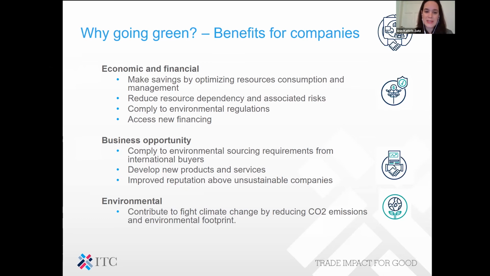Then when we look at the business opportunity side, when implementing resource efficiency and circular production measures, you're also better meeting the environmental sourcing requirements, which we will come to in a bit, and which are getting stricter and stricter as we are seeing. Then we can also already see that new products are being developed by looking into how to, for example, better recycle or reuse waste. And it also improves the reputation above unsustainable companies, which might not make the same efforts to become more resource efficient or engage in circular production practices. And then ultimately, besides the more economic benefits of going green, there are environmental ones, such as contributing to the fight against climate change by reducing CO2 emissions and the overall environmental footprint. But as we know, it's always better to make a good convincing business case to really drive action within the private sector.